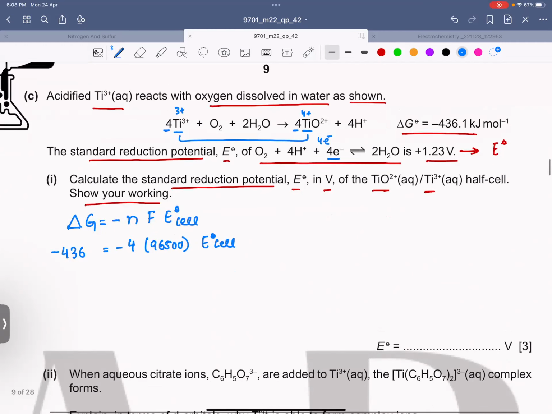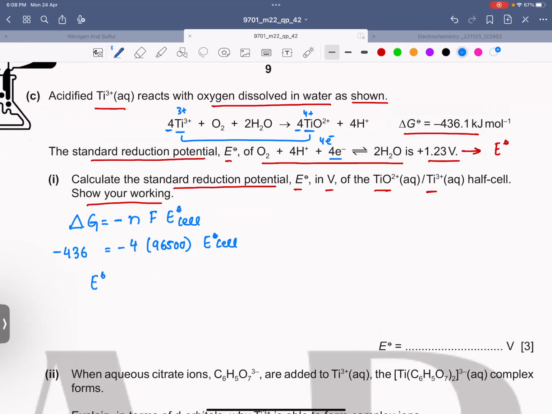So if I make the E naught cell the subject, it would be minus 436 over minus 496,500. So anybody can tell me the answer? 1.13 into 10 to the power minus 3.